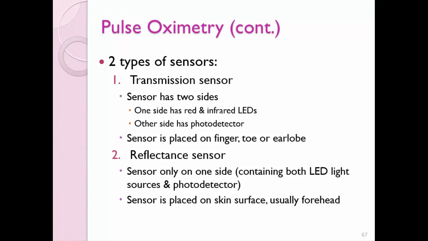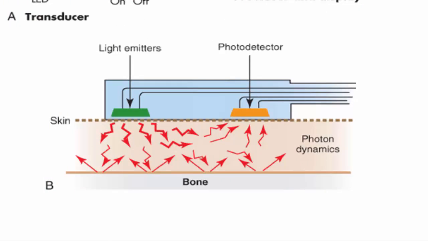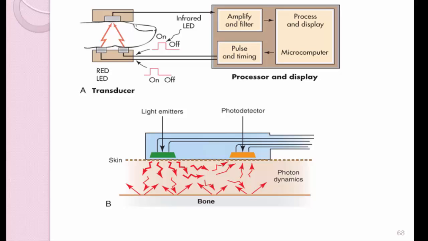And more recently, they've come out with what they call a reflectance sensor. This is the one that you see around the forehead. It has a sensor only on one side, containing these light sources and photodetectors. The sensor is placed on the skin surface, usually the forehead. It looks something like this, where you have a light emittance in one area and then a detector in another, where the reflection off of the bone occurs, and that's where the detector senses the light.